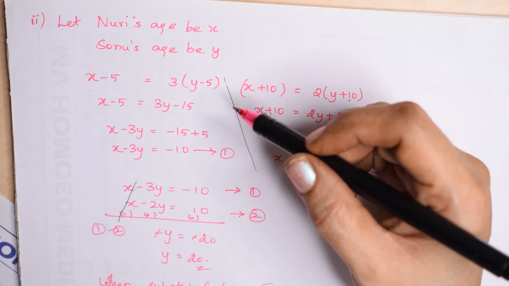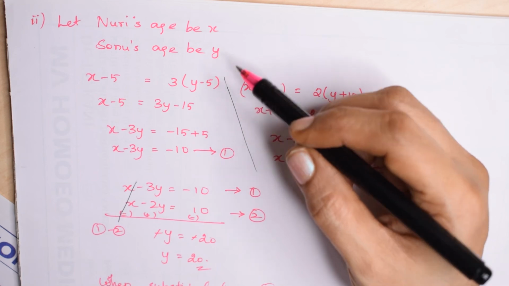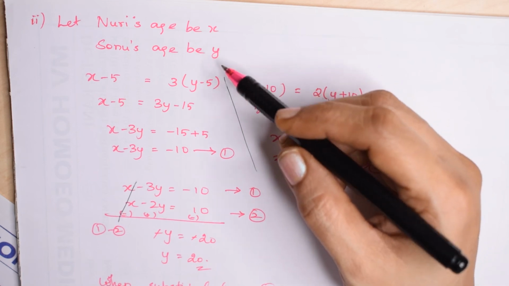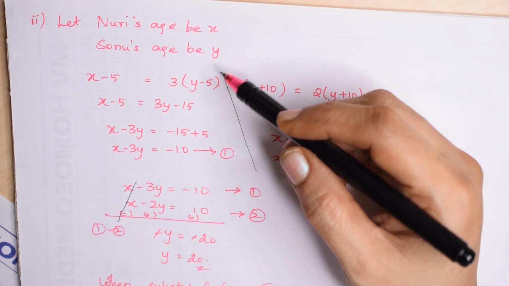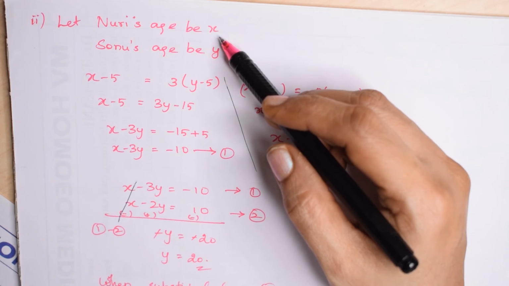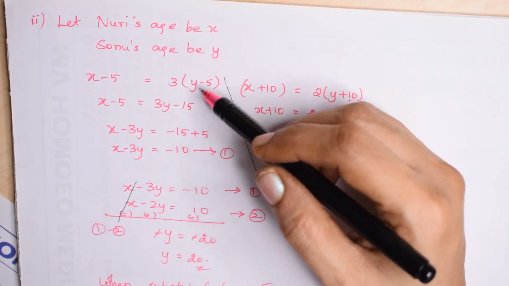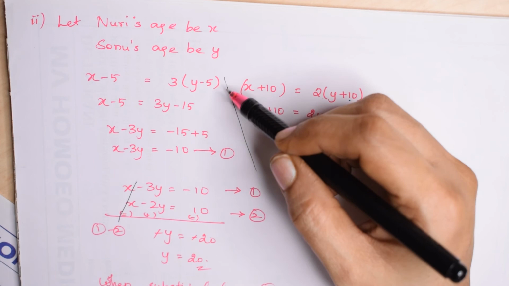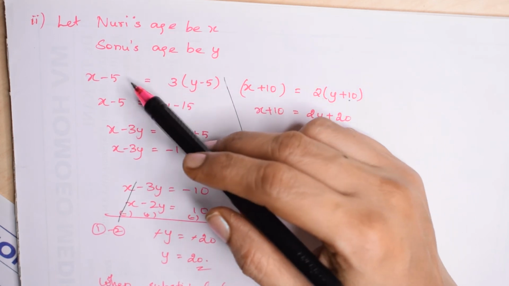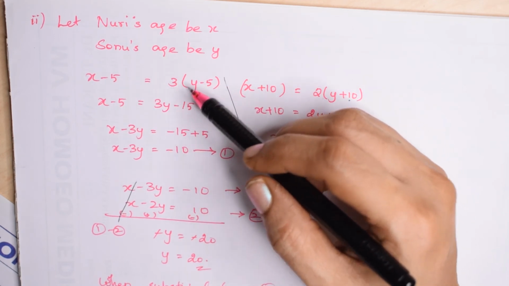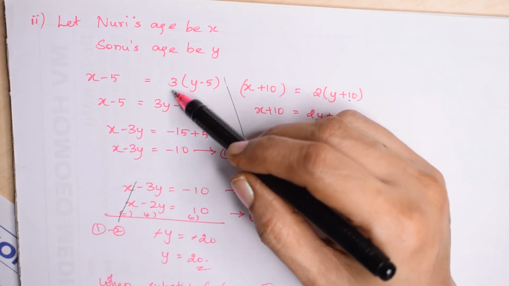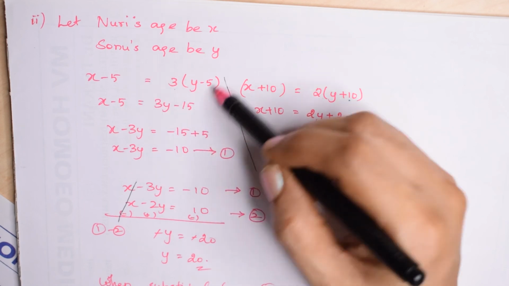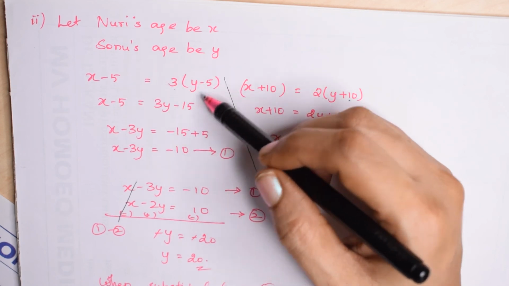Let Noori's age be x and Sonu's age be y, and they are saying 5 years ago. So now the present age is x. So 5 years ago it becomes x minus 5 and y minus 5. Noori is older, so 3 times Sonu's age. So I multiply 3 here. This is how we make the equation with the age problems.